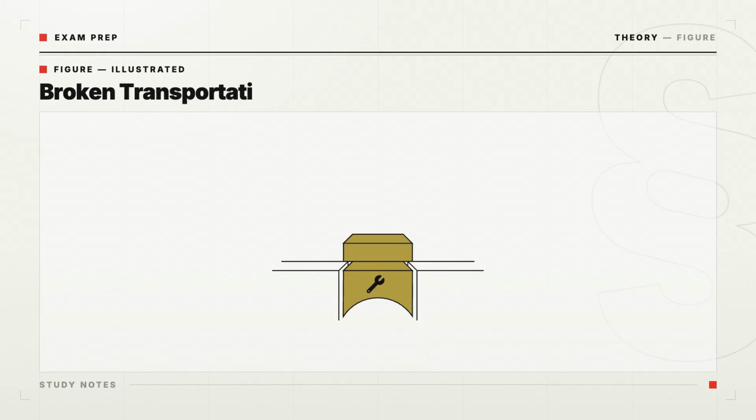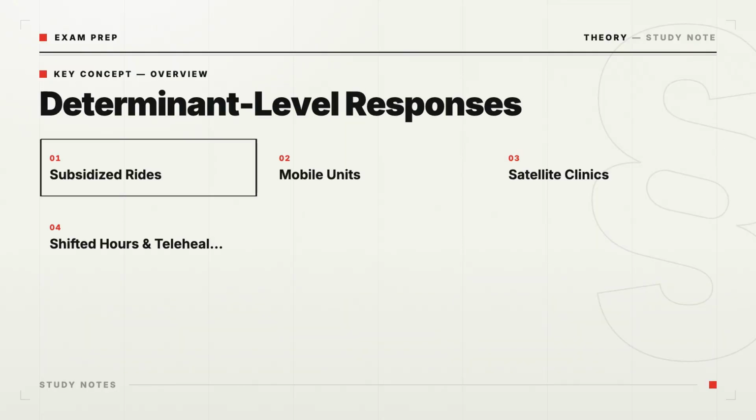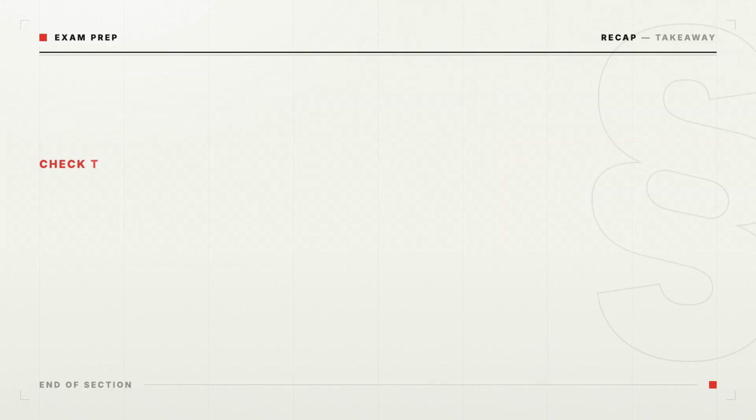no bus. Think of transportation as the link between a service that exists and a person who needs it. The dialysis center is staffed. The appointment is open, the treatment works. But when that link breaks, none of that upstream readiness matters anymore. Real fixes look nothing like counseling. They include subsidized rides, mobile units routed into underserved areas, satellite clinics that move care closer, and shifted hours or telehealth for people tied to one daily bus. Each targets the condition, not the patient's motivation.